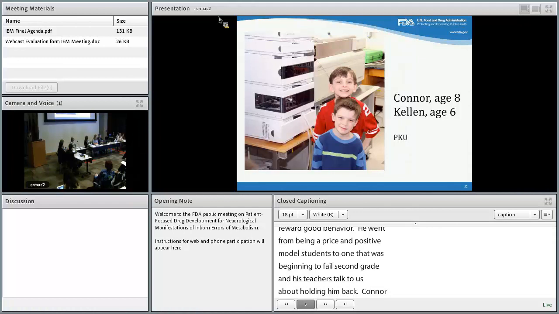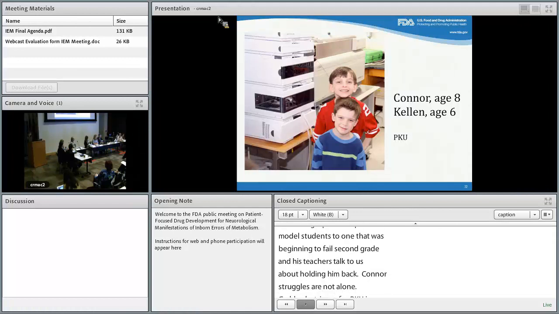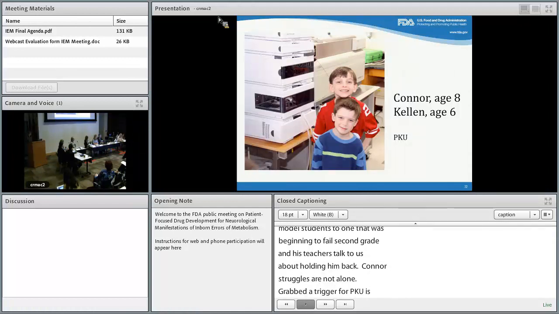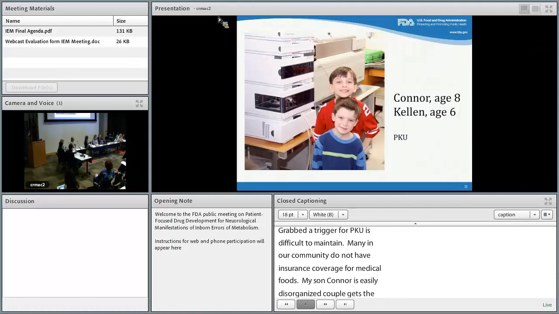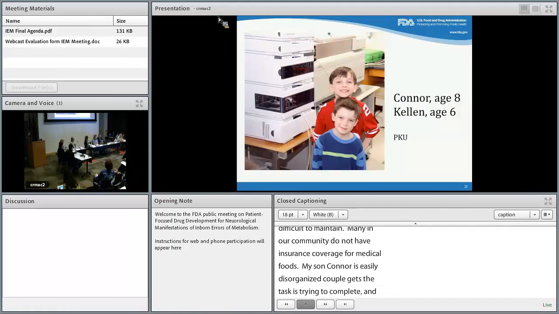Connor's struggles are not alone. Current dietary treatment for PKU is difficult to maintain. Many in our community do not have insurance coverage for medical foods. My son Connor is easily disorganized, forgets the task he's trying to complete, and has difficulty staying on task. My 6-year-old Kellen doesn't display these signs to the extent as Connor, but I do see that his brain takes longer to process information than my other older son who does not have PKU.